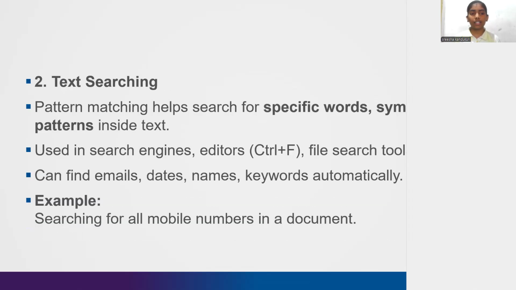Next, we have text searching. Pattern matching helps search for specific words and patterns inside the text. It is used in search engines, editors, and file search tools. It can find emails, dates, names, and keywords automatically. An example is searching for all mobile numbers in a document.